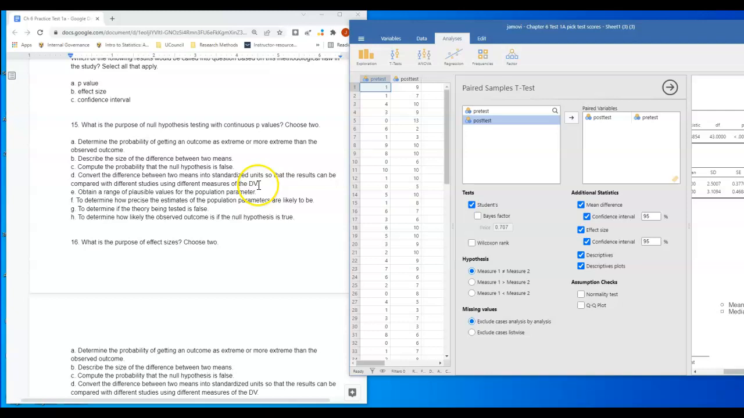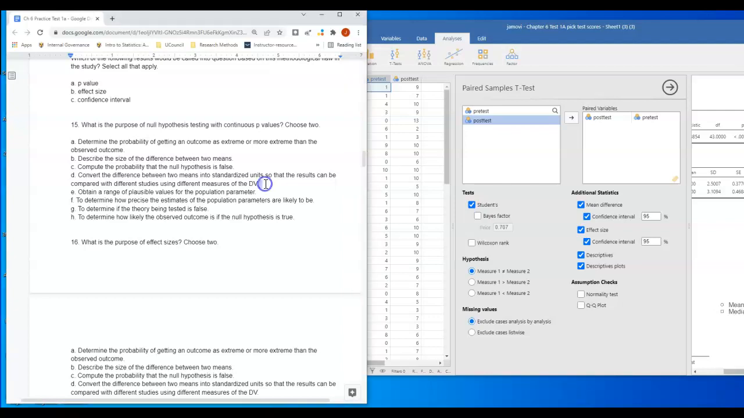D, convert the difference between two means into standardized units so that the results can be compared with different studies using different measures of the DV. This is what we use standardized effect size, D, for. E, obtain a range of plausible values for the population parameter. This is what we do with confidence intervals. Determine how precise the estimates of population parameters are likely to be. This is also what we do with confidence intervals.